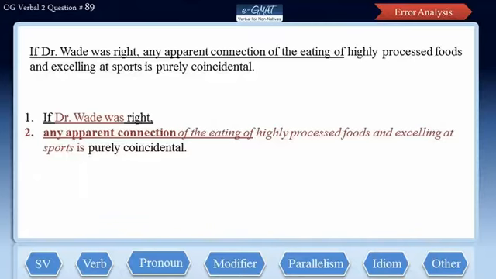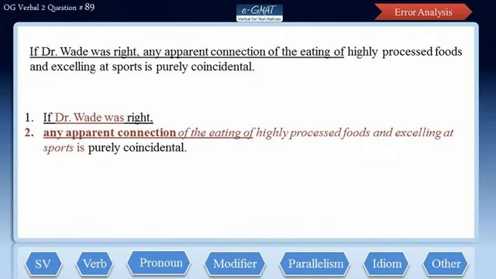Here, any apparent connection of the eating of highly processed foods and excelling at sports is the subject and is the verb. Now notice that highly processed foods or sports cannot be the subject of this clause because both of these lie in the prepositional phrases that modify any apparent connection. Being the head of the phrase, any apparent connection will decide the number of verb in this clause. Since any apparent connection is singular, it takes singular verb is.